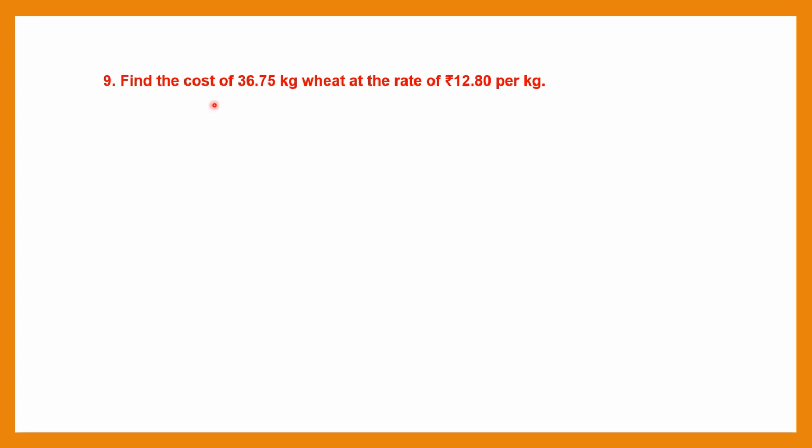Question 9. Find the cost of 36.75 kg wheat at the rate of rupees 12.80 per kg. So this is the cost of 1 kg. Now we have to find the cost of 36.75 kg wheat. Let's begin. The cost of 1 kg is given to us, that is 12 rupees 80 paisa. This is the cost of 1 kg. Now we have to find the cost of 36.75 kg.